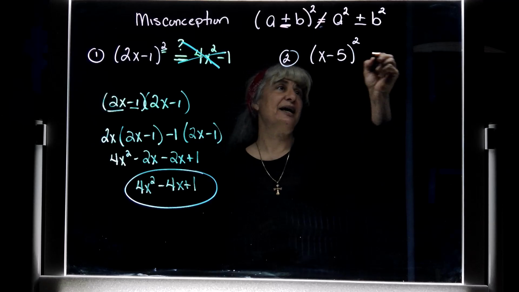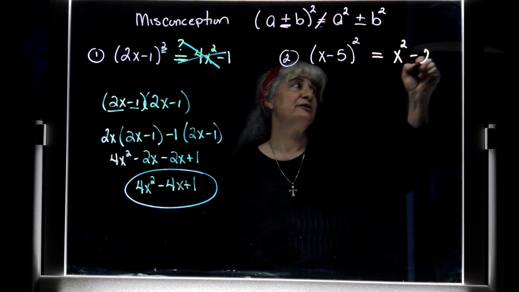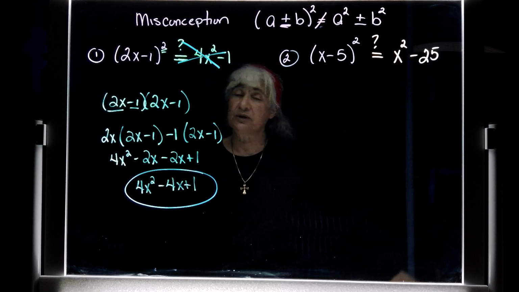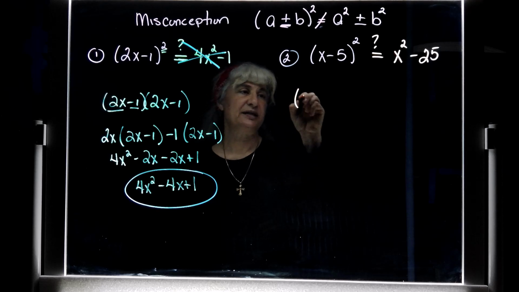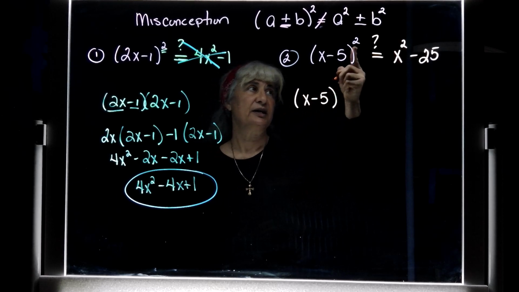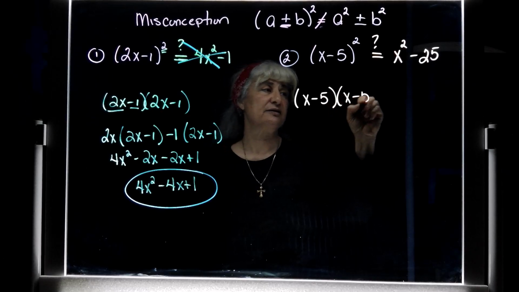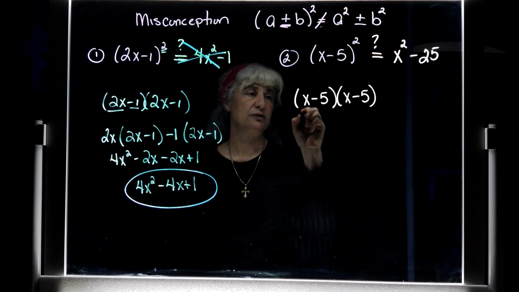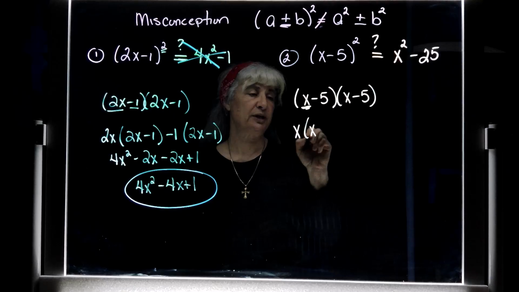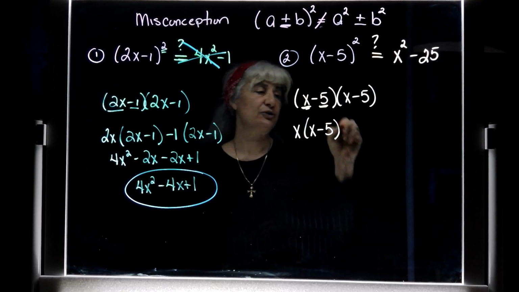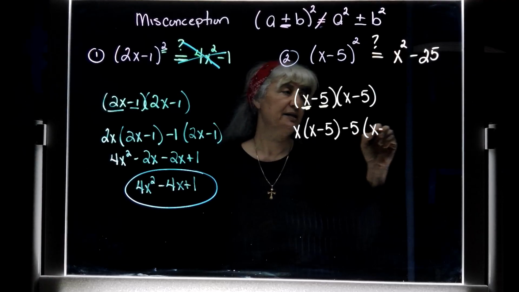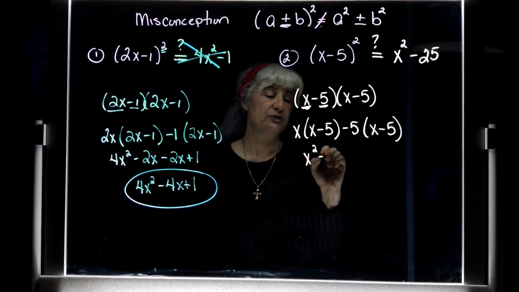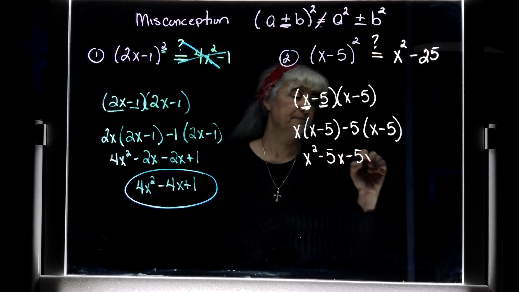Okay, let's look at this one. The shortcut says you would get x squared minus 25. Well, that's the question. Long way, what does it tell me to do? It tells me to take the base of x minus 5, and according to the exponent, I should write it twice. All right, and now let's work this out. Let's distribute. I'm going to take the first term and multiply by the second parenthesis, second term and multiply by the second parenthesis, and now I'm going to distribute. So you know how to do this as well as I do. You know what you get.